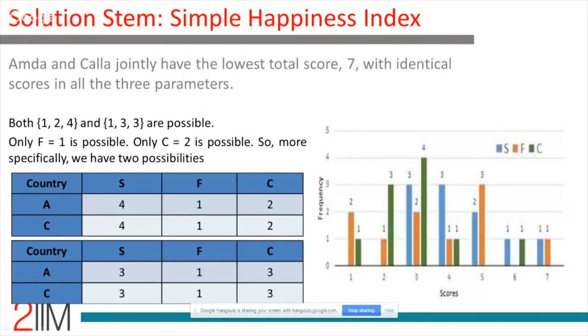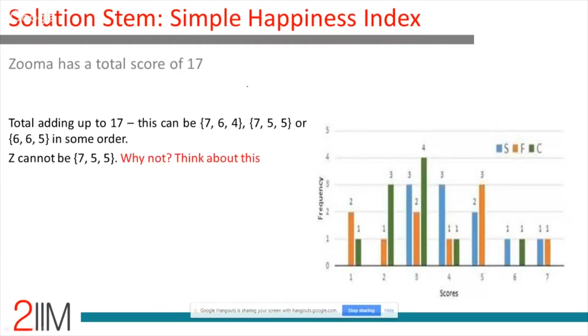The 1, 2, 4, we can go deeper in that. They should definitely score 1 in the freedom thing. The corruption perception and the social thing could be 2 and 4 or 3 each. Those are the two possibilities. Fabulous. Now let's go to our Zuma.